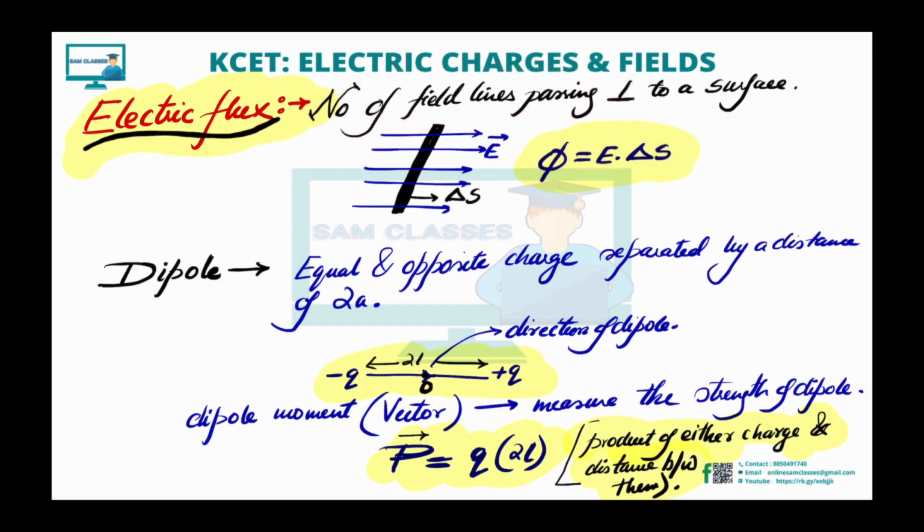It is a very simple concept of flux. We wanted to know the number of field lines, so we can say in this much area, this many perpendicular lines are there. That basically gives us the electric flux.